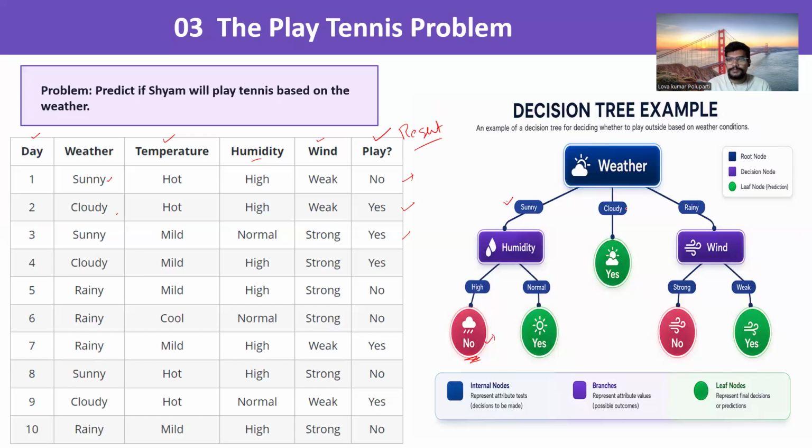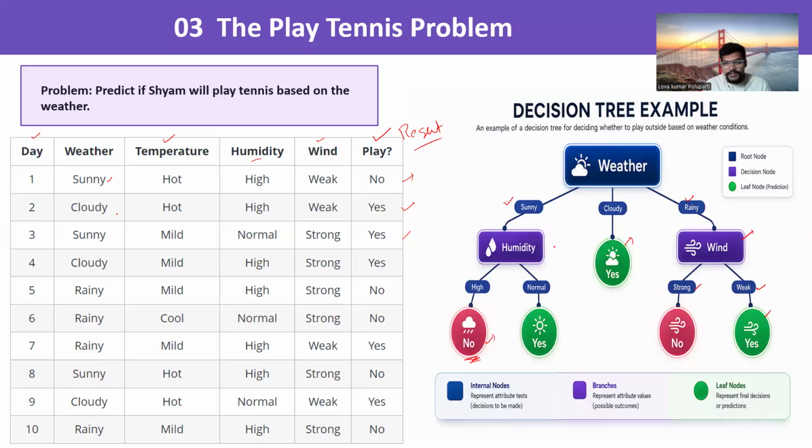Let's say it's cloudy. If it's cloudy, directly he is going to play tennis. That's not an issue. So if it is rainy, he is going to consider the wind also. And based on that, if it is a strong wind, he is not going to play. If it is weak, yes, he is going to play. That's really interesting. And see here, the splitting will be happening based on this complete data set only.